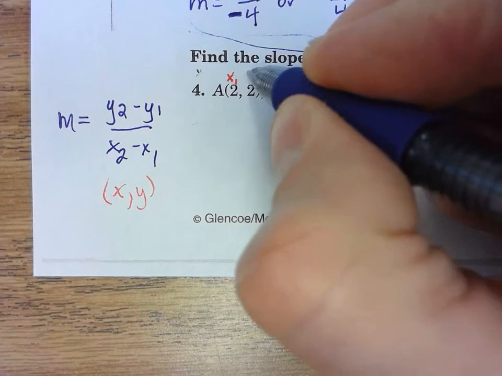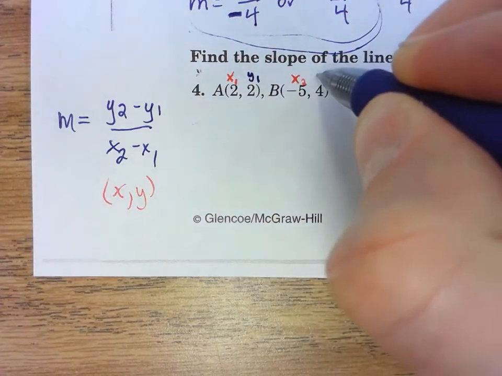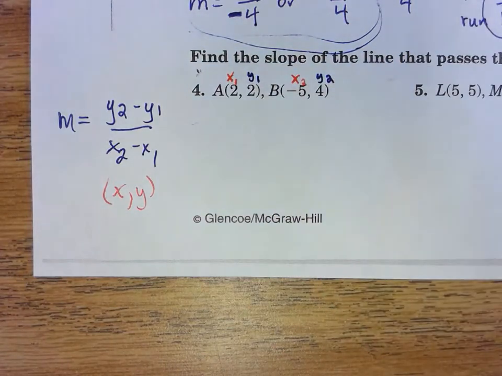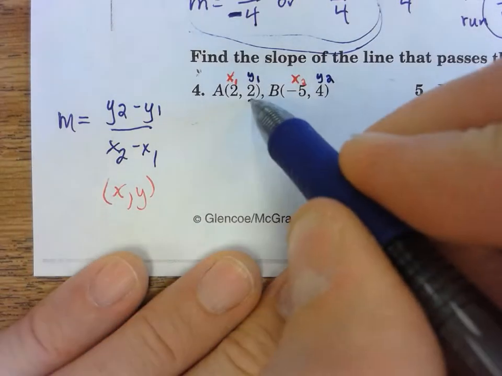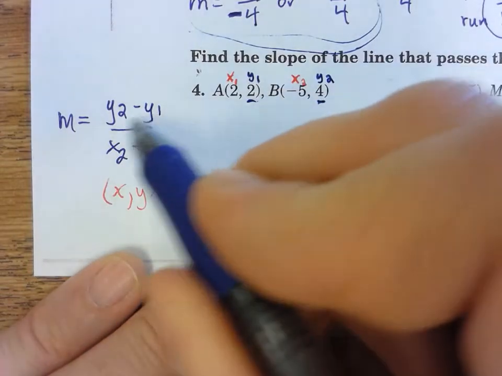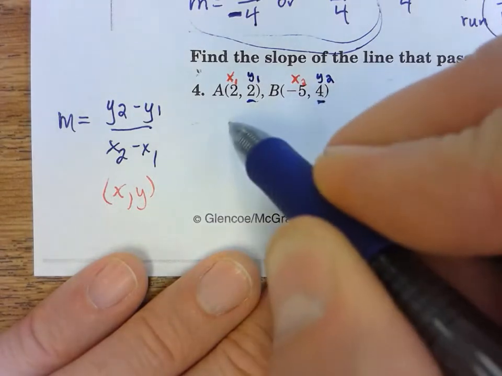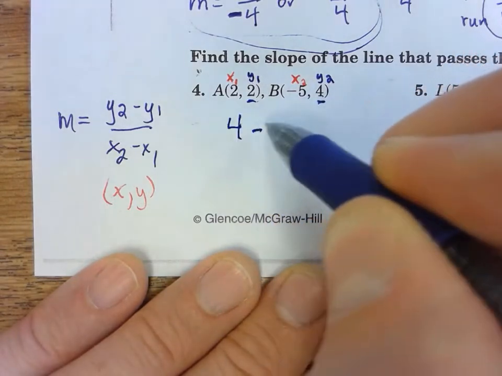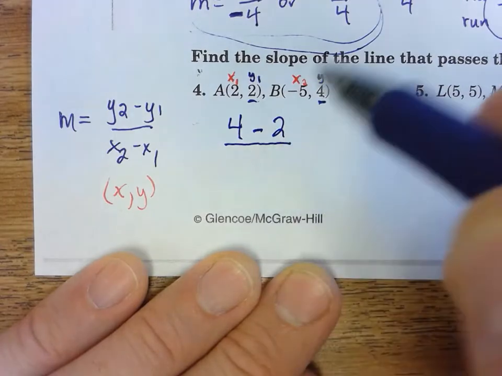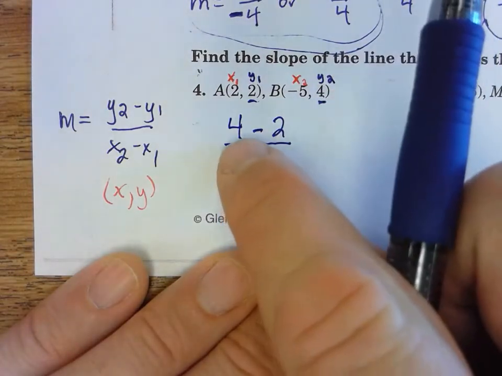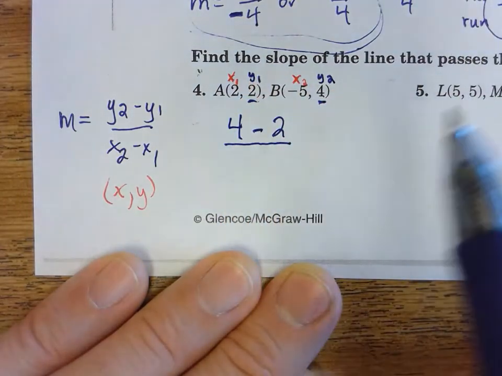And that means this one, of course, would be Y1 and this one would be Y2. All right, so the Y's go together first. They go on top because that gives you your rise number. So that would be 4 minus 2, because that's Y2, that's Y1.